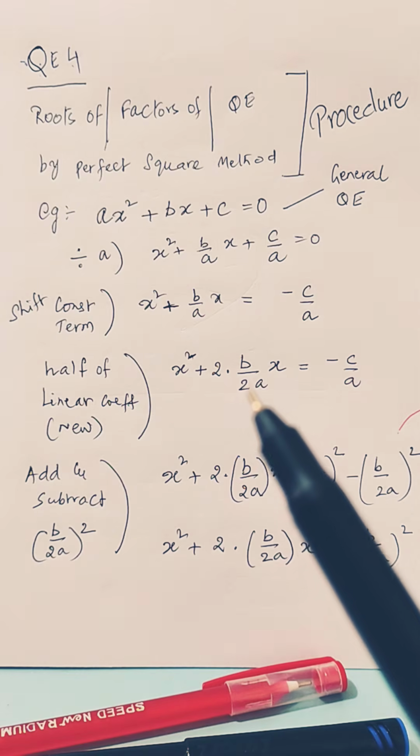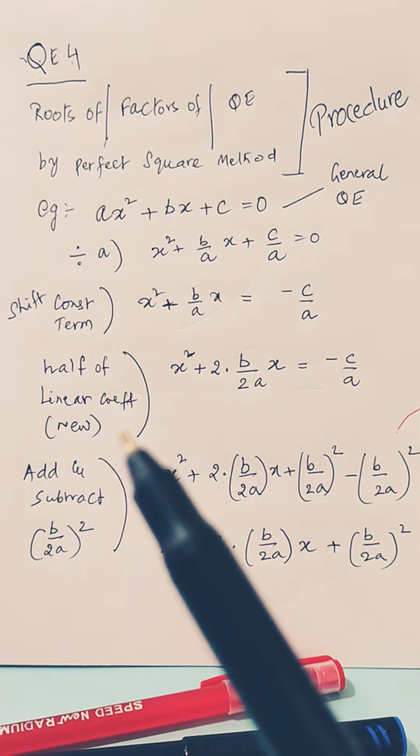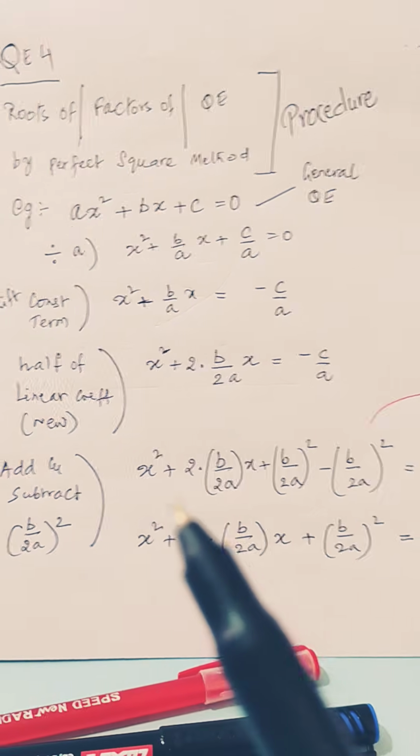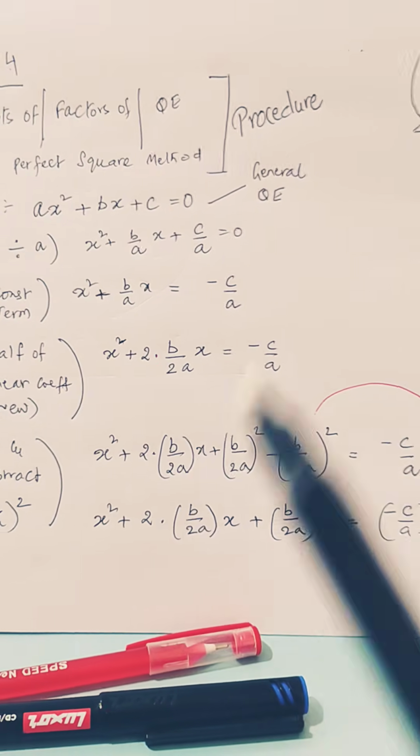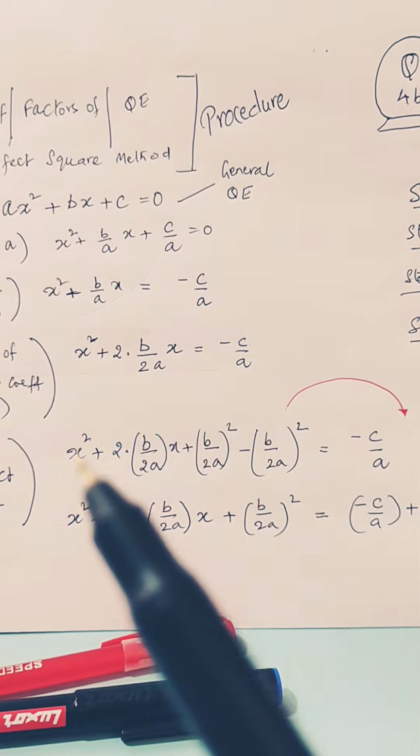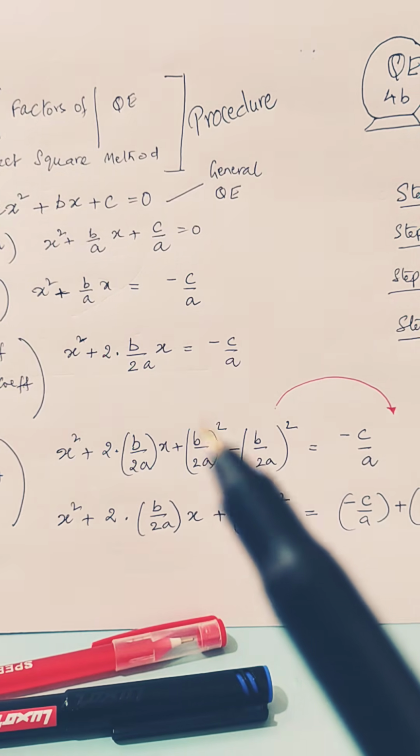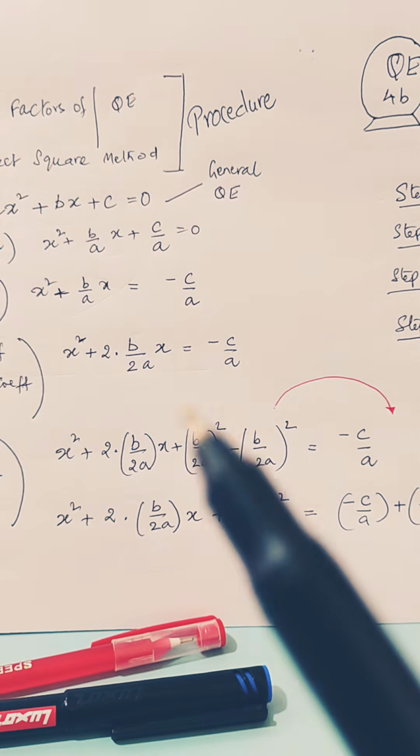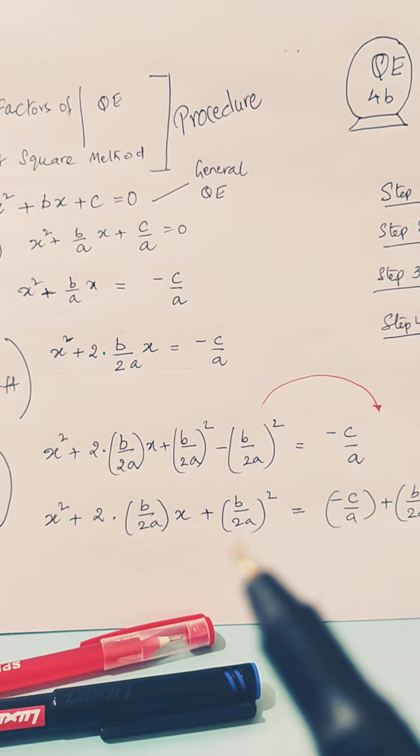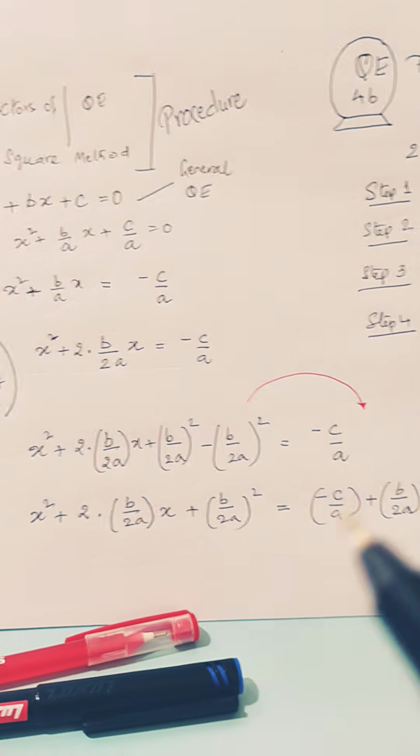Now what should I do? This term b by 2a, which is formed by taking half of the linear coefficient, now add and subtract b by 2a whole square. So you can see here what is happening. So this is x square plus 2 into b by 2a x plus this extra term which I'm adding, b by 2a whole square, minus b by 2a whole square, is equal to minus c by a. Now shift this extra minus b by 2a whole square to the right hand side.